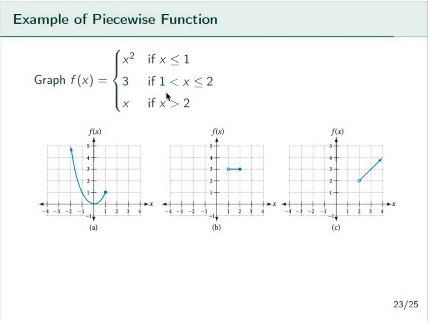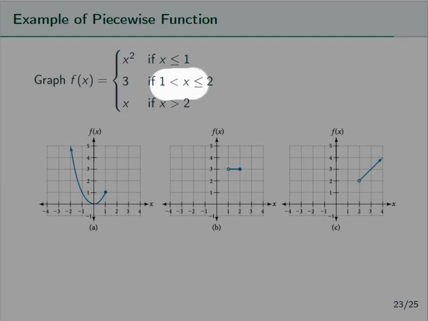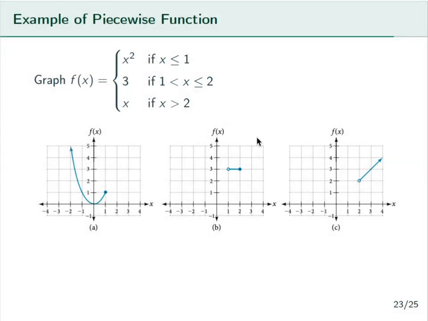Then for x greater than 1 and less than or equal to 2, we have 3. It's a constant function. So at 1 it must be an open circle because it's strictly greater than 1. So we have an open circle, then a closed circle at 2, and the output is always 3 in this range. Closed circle again because less than or equal to 2. Then lastly, when x is greater than 2, we have x. So x is just a diagonal function. We have an open circle because it's strictly greater than 2.